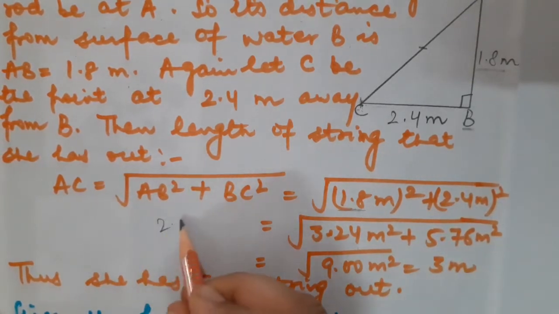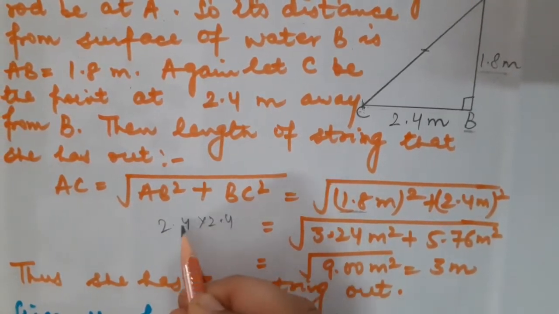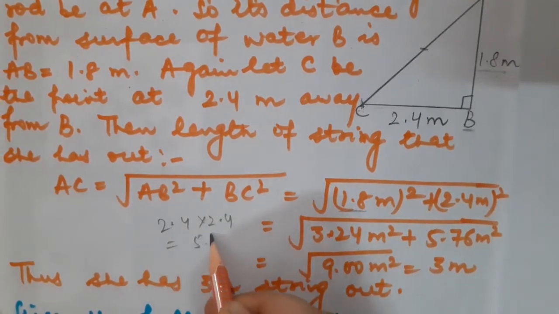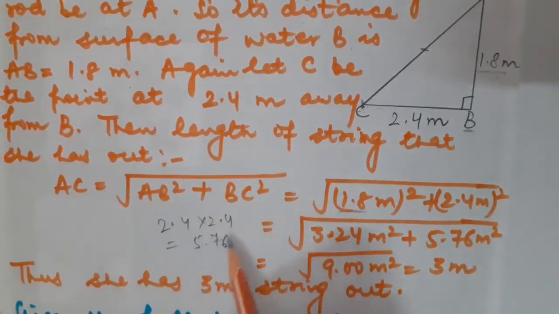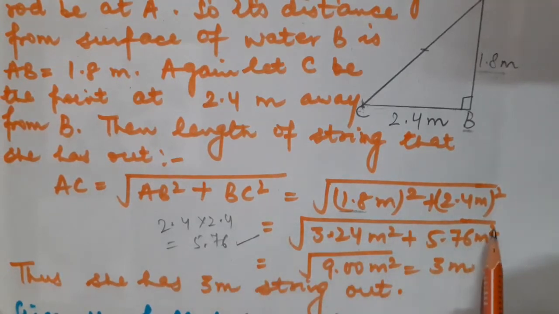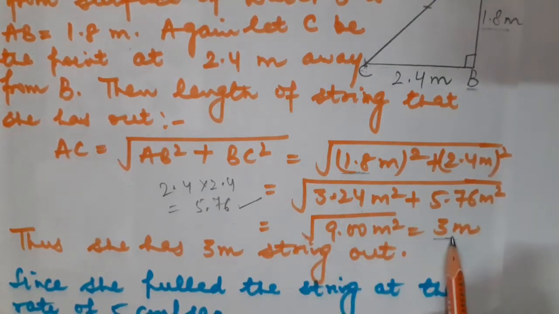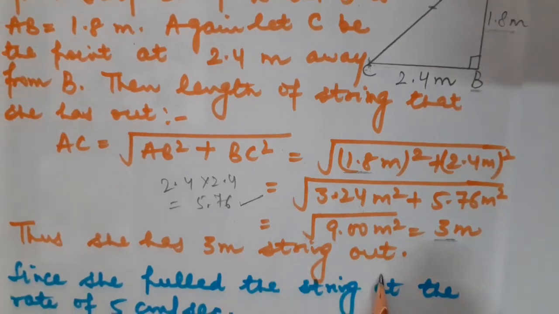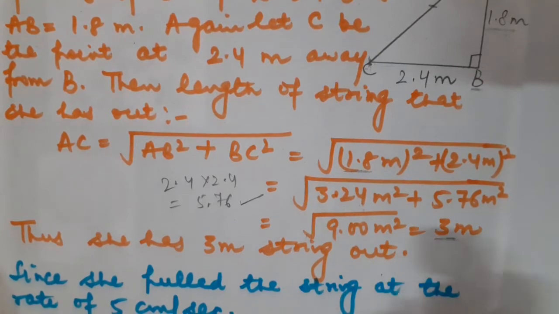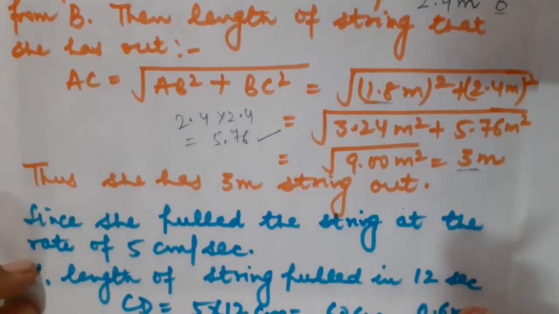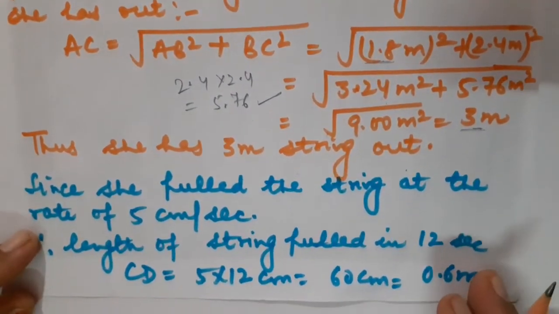It would be 2.4 into 2.4. So if I remove the decimal, I will get 576 upon 100, that is 5.76 meter square. So the total will be 9 meter square, whole under root, so it will be 3 meter only. Thus she has taken out 3 meter of string to catch the fish. That is the length of the string: 3 meter. Fine.